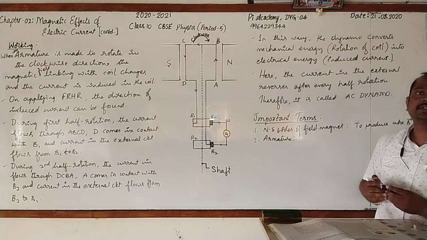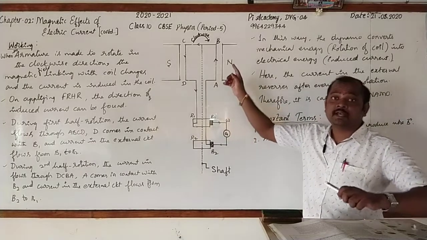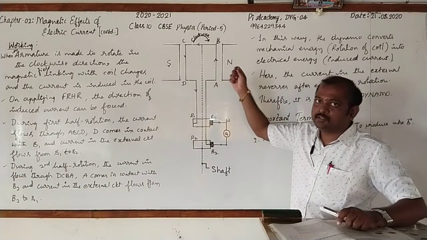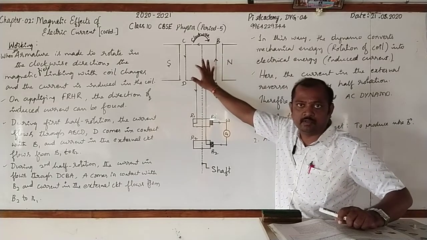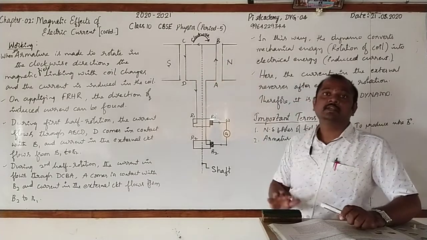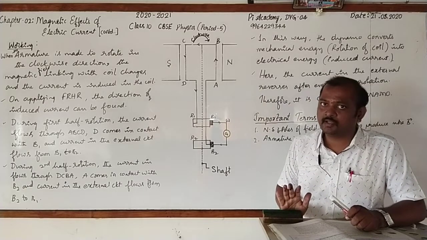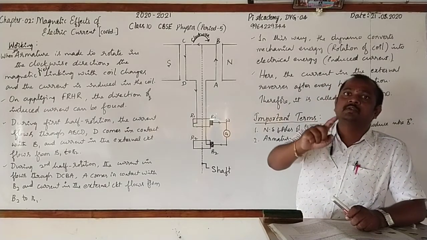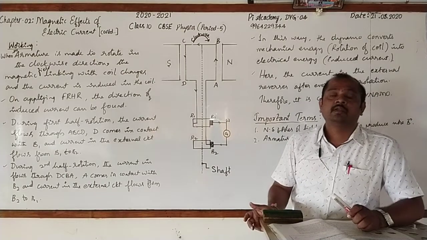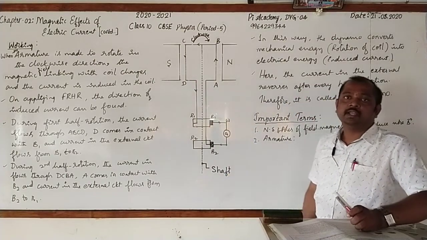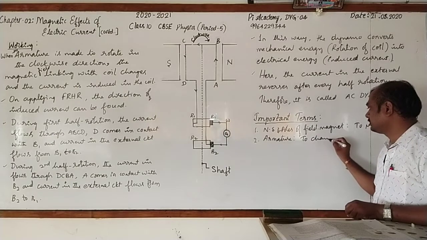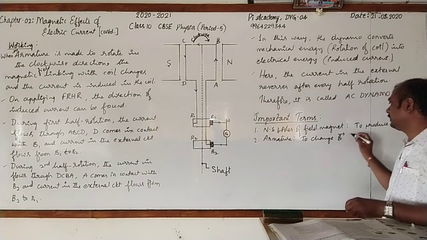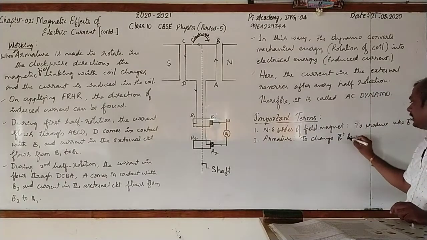What is the use of this armature? By rotating this armature, it changes the magnetic field linking with the coil so that current is induced in the coil. Clear? Its main work is to change the magnetic field linking with it. Here I'll write to change magnetic field linking with it.